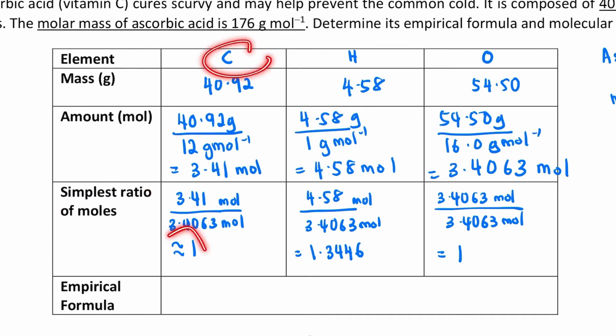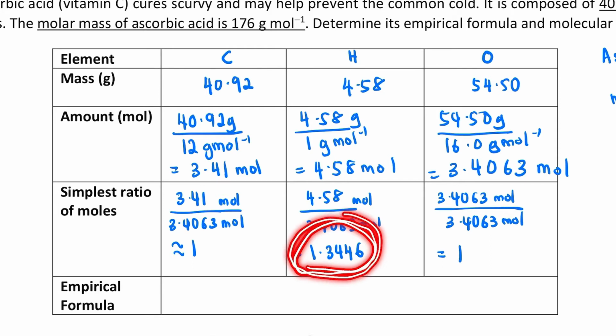So the simplest ratio for carbon is equal to 1. For hydrogen, hydrogen is a bit strange because it equals 1.3. So can you round off this one to 1? The answer is no. You cannot round off 1.3 to 1. You have to multiply this decimal number with a whole number so that you can get a whole number here.